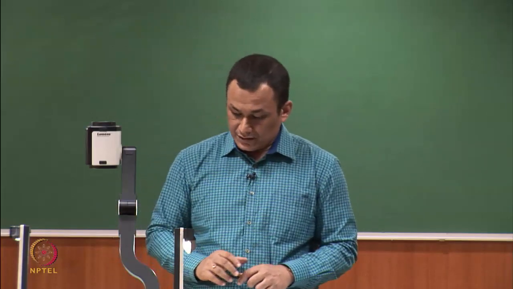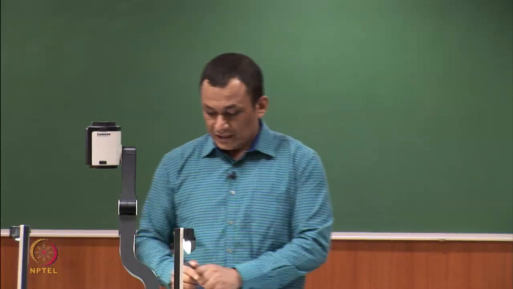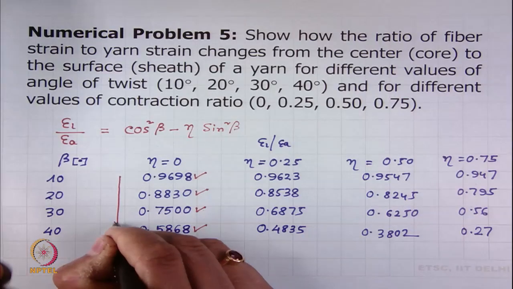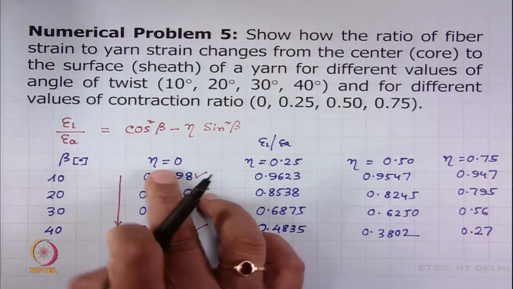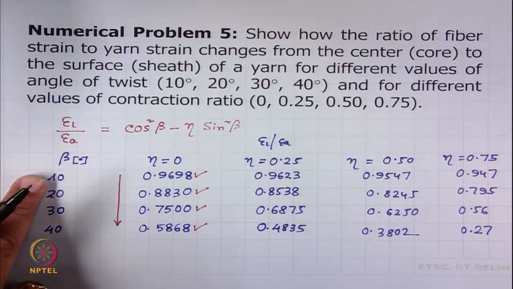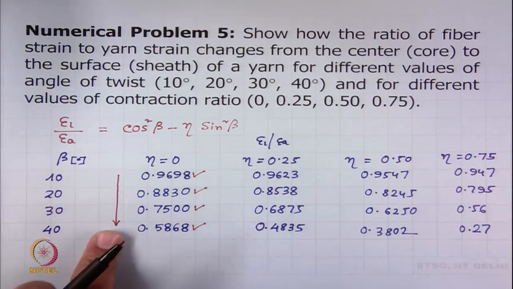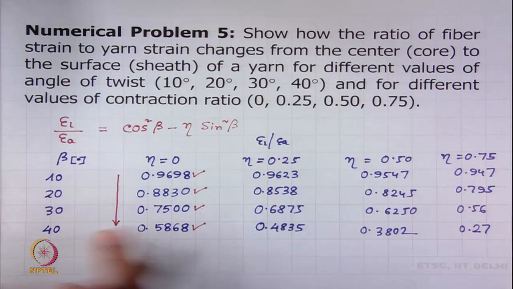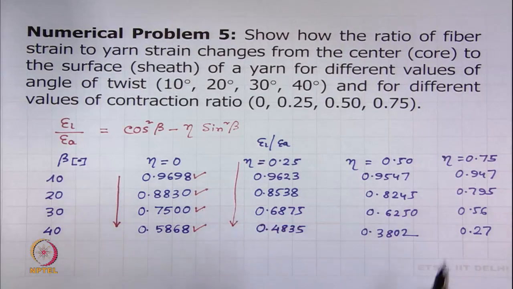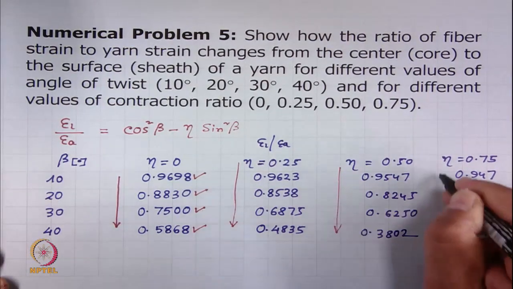Now if we carefully observe this table, if we go along this direction, for a given contraction ratio, when the twist angle increases, this ratio of fiber strain to yarn strain decreases. The same trend is observed here also, and here also.